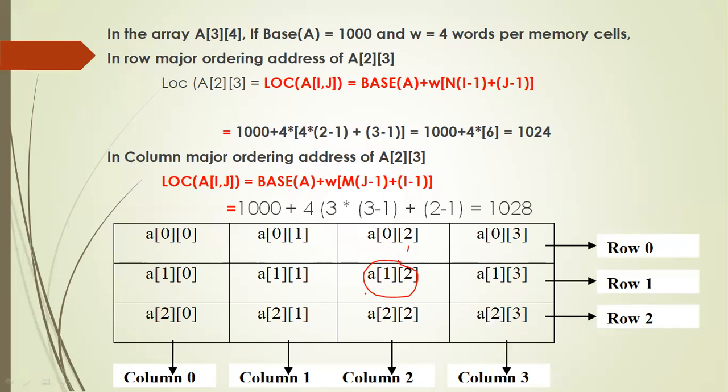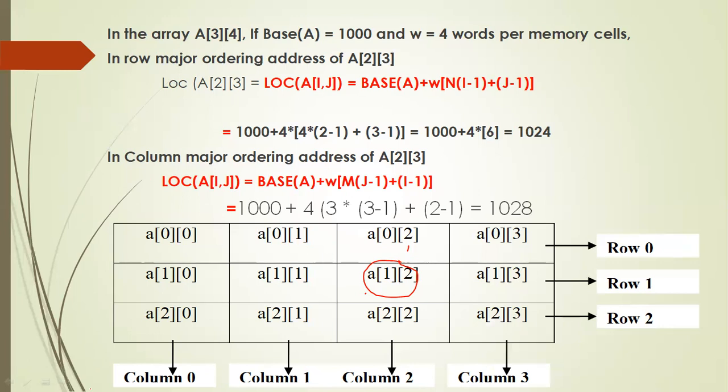But here it is column major order, which means first A00 will be 1000. Next, the next location is occupied by the element A10, not A01. So A10 is stored in which address? 1004. A20 will be 1008. A01 will be 1012. A11 will be 1016. A21 will be 1020. A02 will be 1024 and A12 will be 1028.